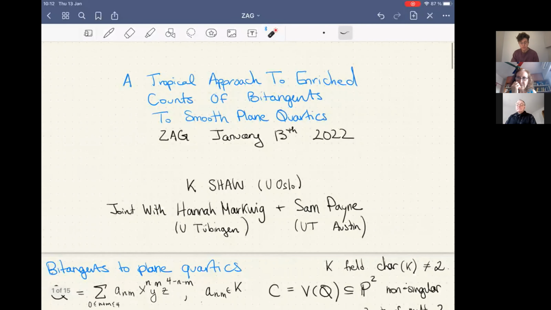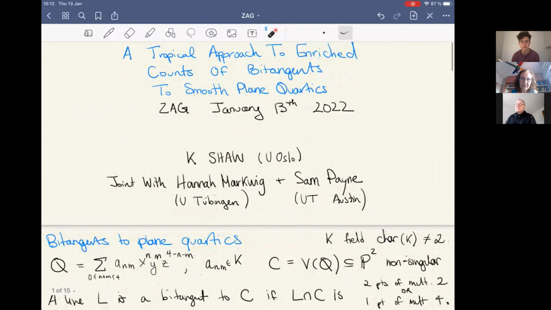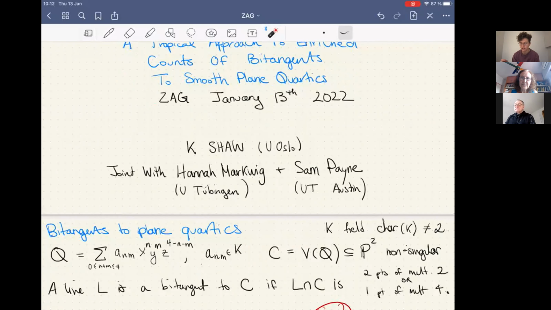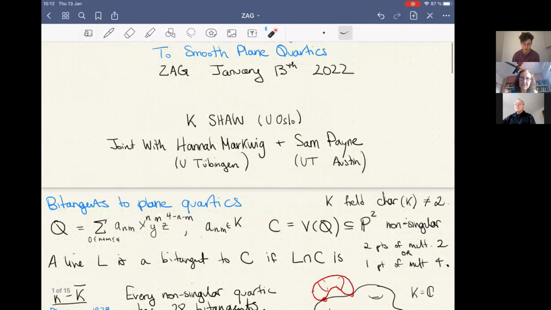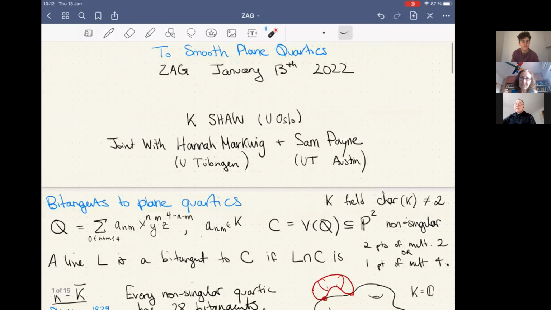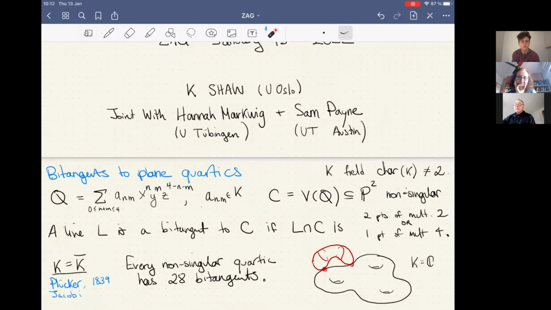And I'll say a line is bitangent to C, so this is not a surprise, if the intersection of the line with the curve C consists of either 2 points, each of multiplicity 2, or we could also maybe have 1 point of multiplicity 4. And it's a very classical result that goes back to Plücker and Jacobi, that if the field is algebraically closed, so say the complex numbers, then every non-singular quartic curve has exactly 28 bitangents.